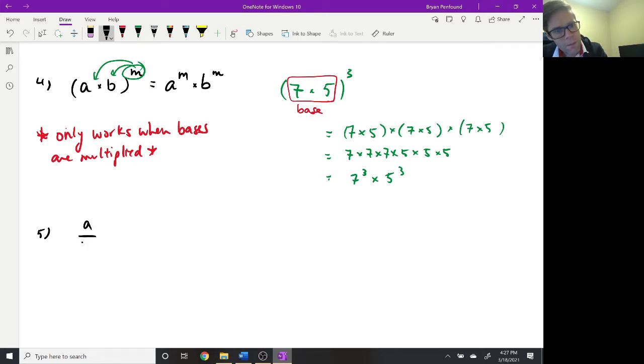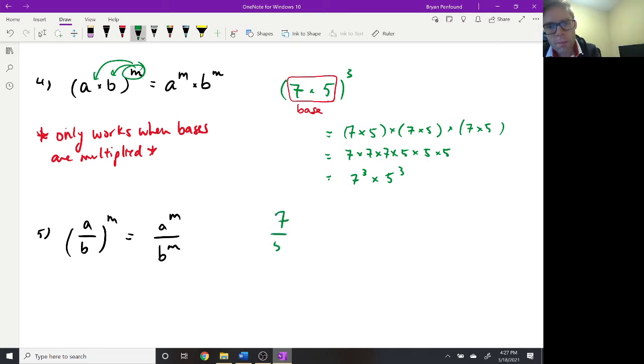Okay, if I happen to have a fraction to some kind of power, it is possible to distribute over a division as well. So exponentiation, my apologies, will distribute over division as well, just like it'll distribute over multiplication. And it distributes in the way that we kind of expect it to. The numerator gets the power of m as well as the denominator.